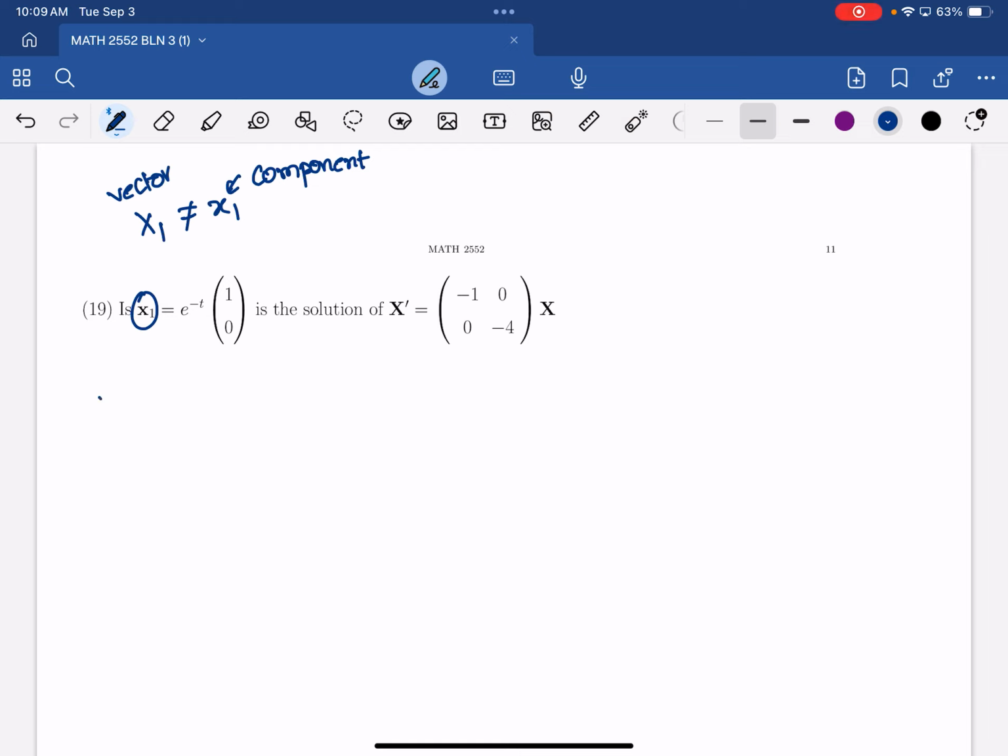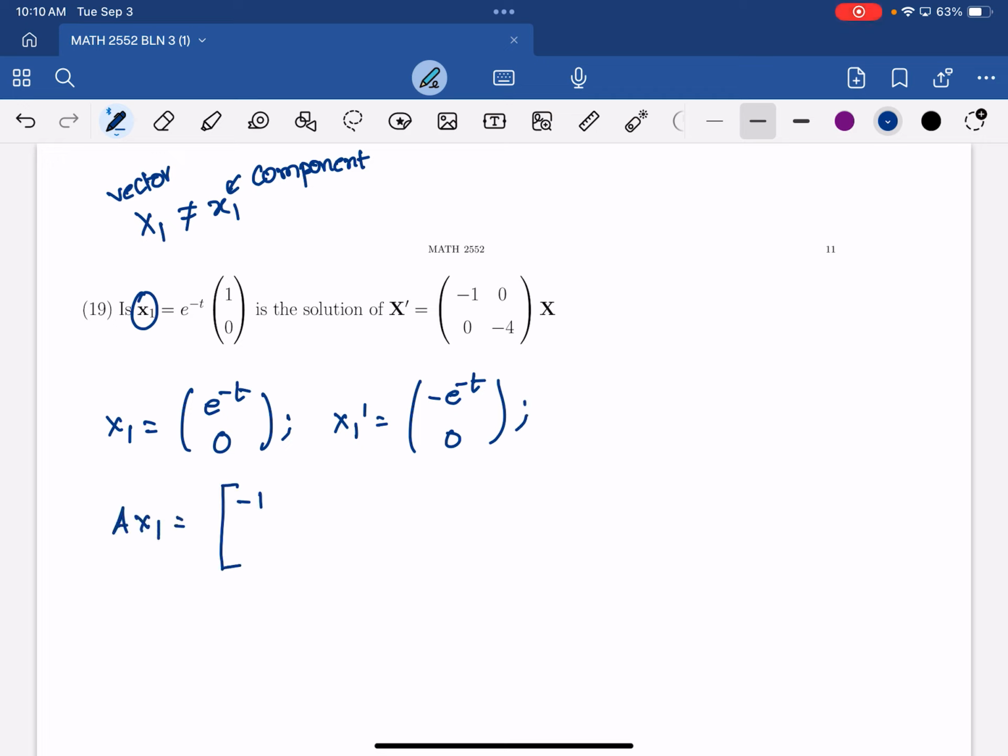So how do I check? So x1 is going to be e to the negative t and a 0. When I say x1 prime, I'm going to differentiate each of the components. So I get negative e to the negative t and a 0. Then when I find Ax1, I'm going to write this as the matrix negative 1, 0, 0, negative 4 times e to the negative t and a 0. So that gives you negative e to the negative t and a 0.